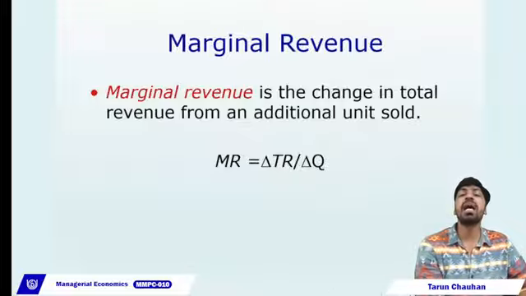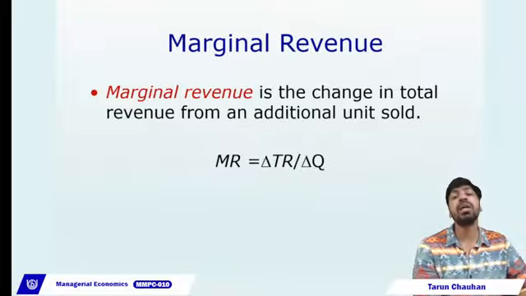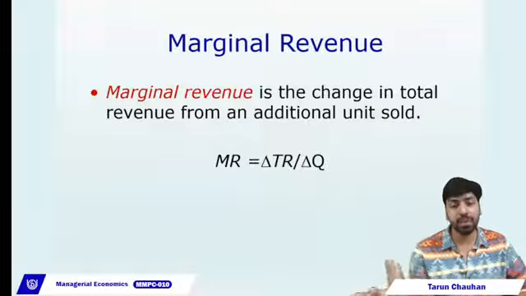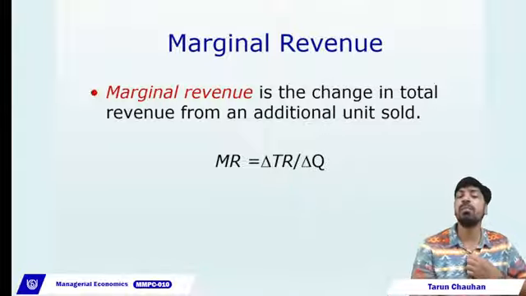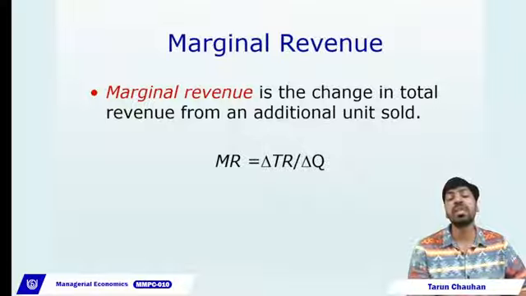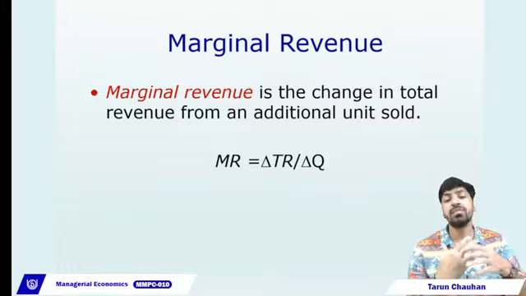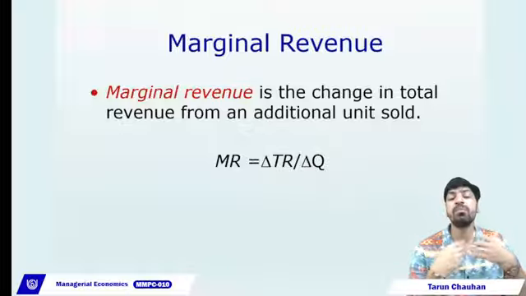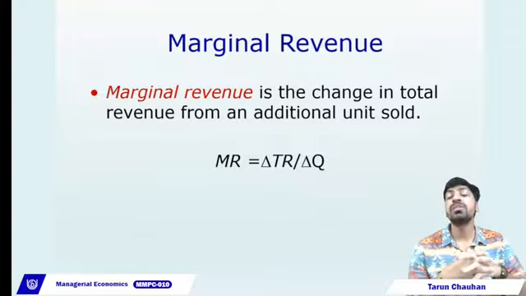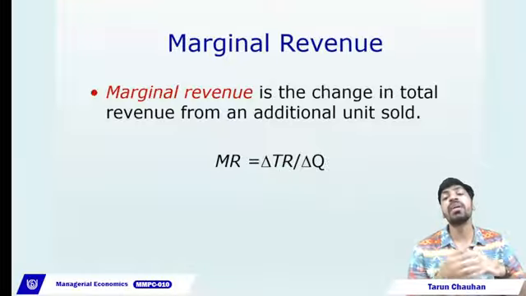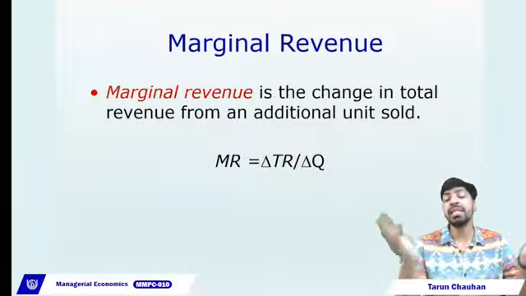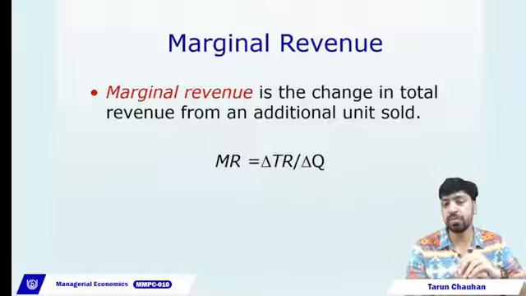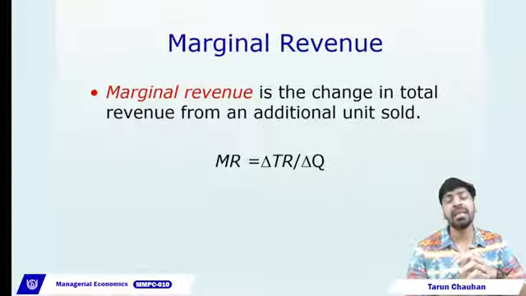The next concept is marginal revenue. It refers to the change in total revenue from selling an additional unit, and that's called marginal revenue. The formula for marginal revenue is equal to delta total revenue by delta Q. Whatever changes occur in output or units sold, whether more or less, they influence the change in total revenue, and this is called marginal revenue. So marginal revenue is equal to delta TR by delta Q.